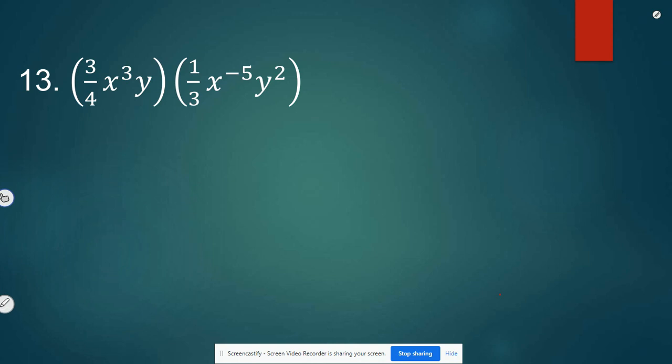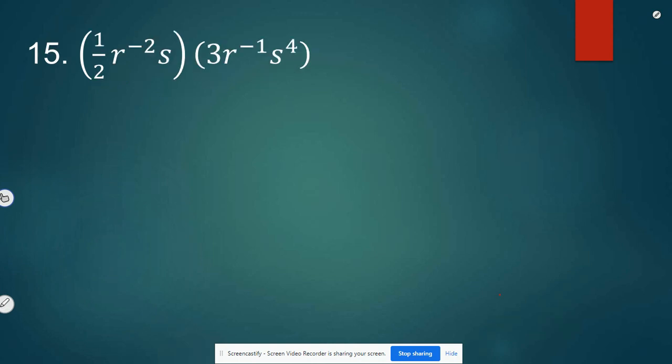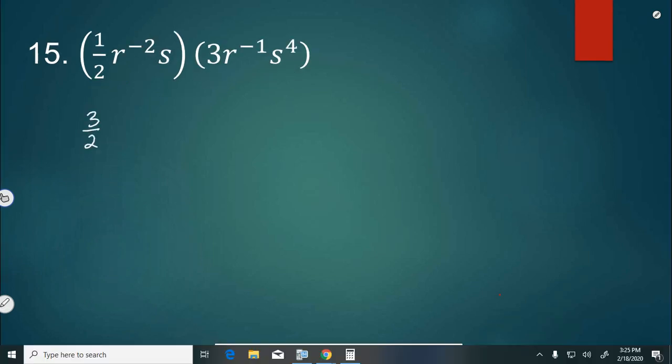Okay, number 15. So 1/2 times 3 is 3/2. Then r to the negative 2nd and r to the negative 1st is negative 2nd plus negative 1. So that's negative 2 minus 1, which is negative 3. So that's r to the negative 3rd. Then s to the 1st and the 4th is 1 plus 4. So that's s to the 5th. And again, anything with a positive exponent goes in the numerator. Negative, rewrite as a positive in the denominator. So that's 3s to the 5th over 2r to the 3rd.